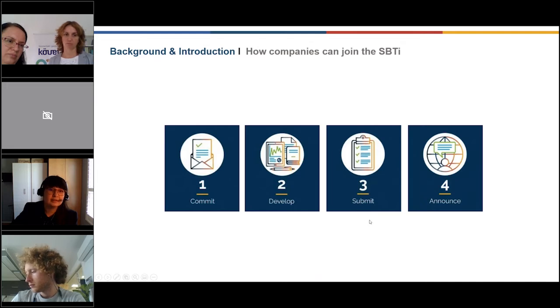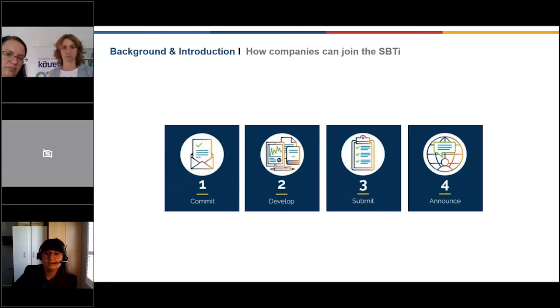and other associated communications. So all in all, once the company has committed, they've got 24 months to have approved targets in place. Often companies will decide to move straight to step 2 and develop and then submit. So the commitment step is encouraged but not compulsory.